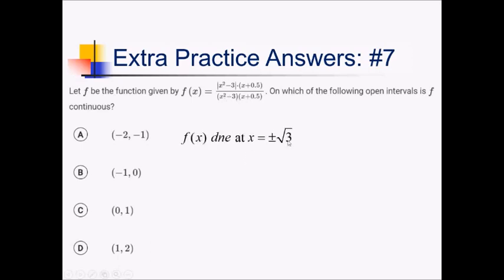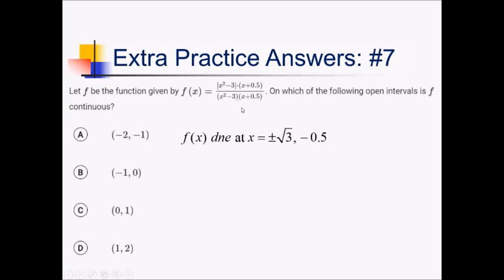So plus or minus root 3 is an issue because of this first factor. And also x equals negative 0.5 is an issue because of that second factor. And as far as I can see, those are our only discontinuities on this. There's really nothing else. There's no undefined areas or jumps or anything like that.